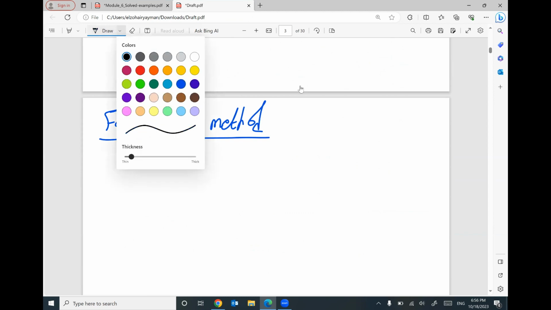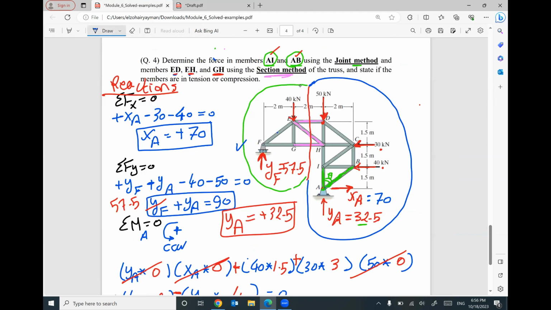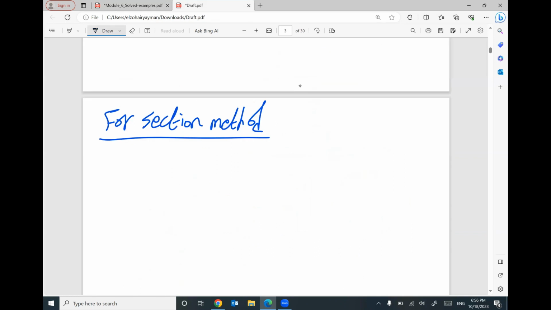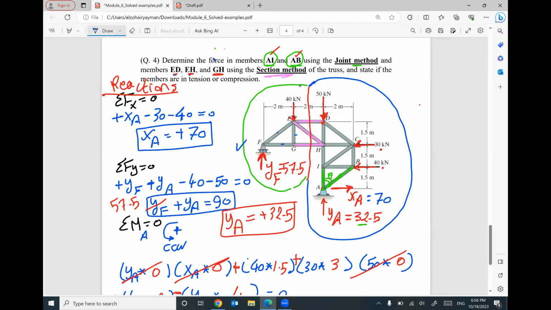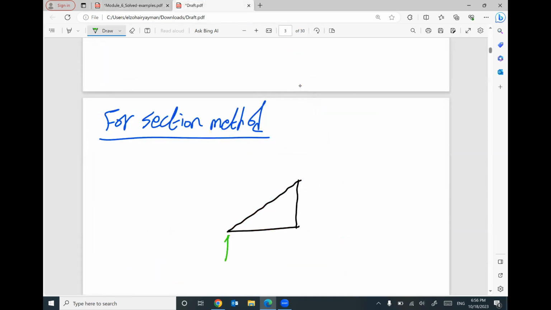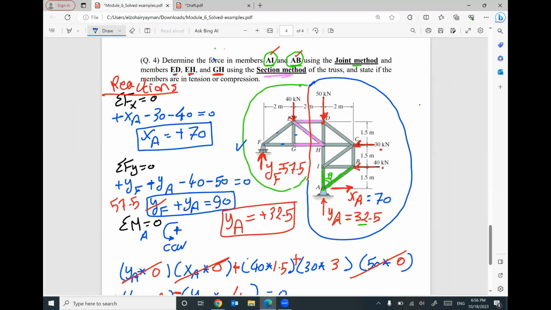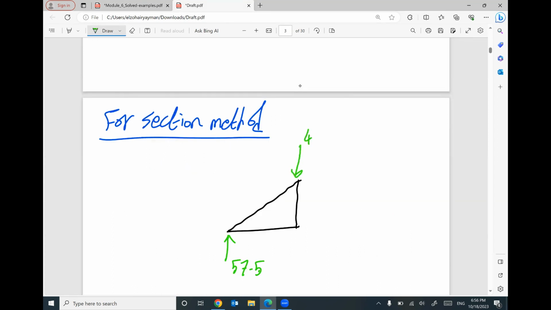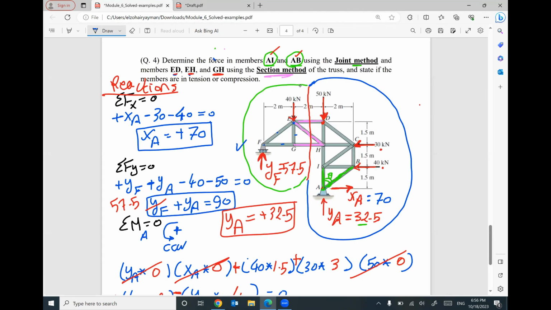I did not touch the three members, so I will have the three members untouched. I am given a vertical reaction here at F, 57.5. I am given a force at this joint, 40 kilonewton. That's it. Nothing else. I did not touch these forces or reaction or these members.